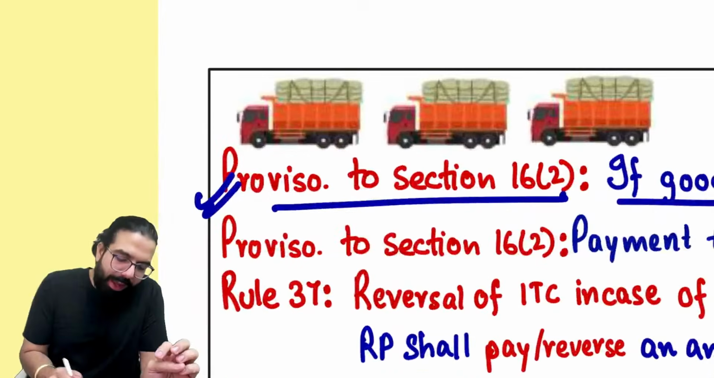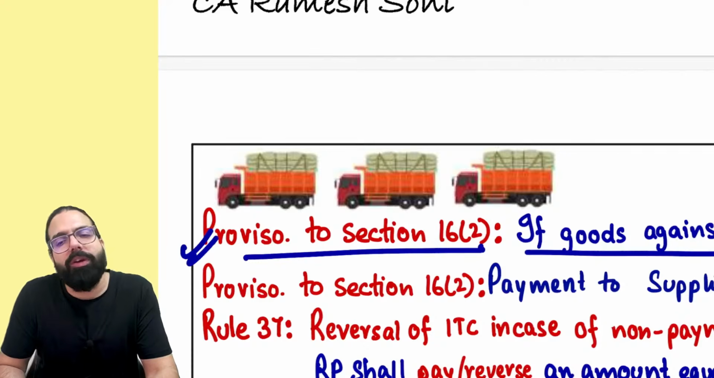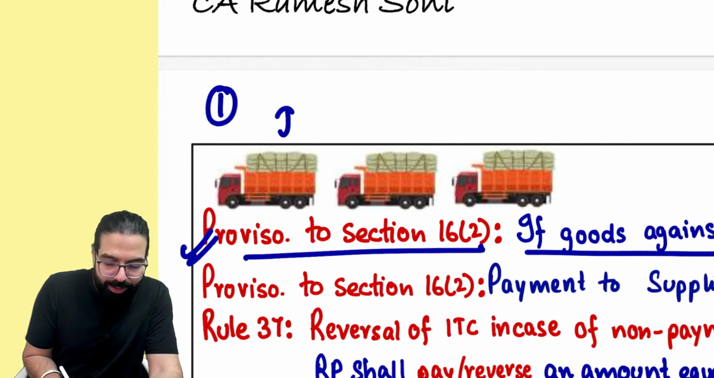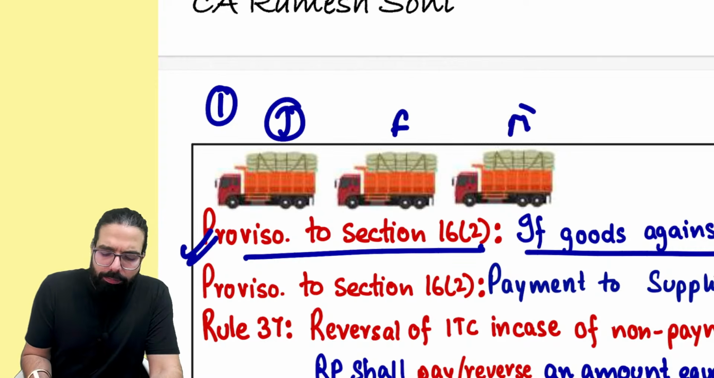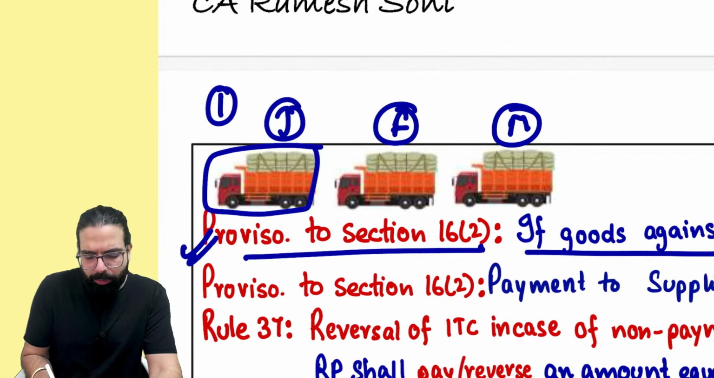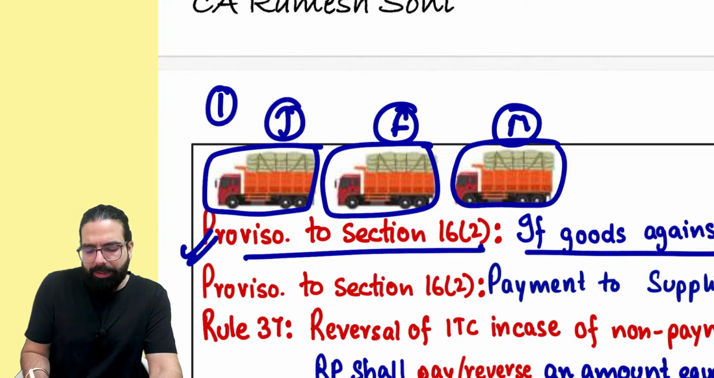For example, I told one person to give me 10,000 bags of cement. One invoice he gave me. Against that, he has sent the goods in January, February, March. 10,000 bags of cement. Some goods are coming in one truck, some are coming in another, some are coming in another.